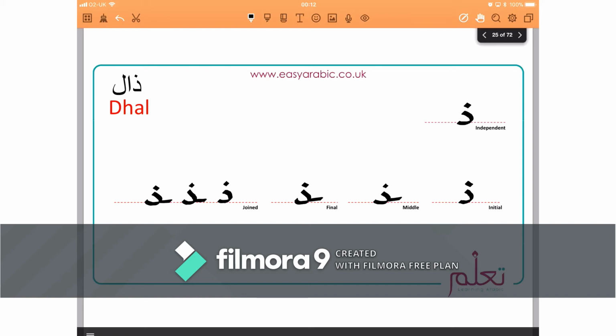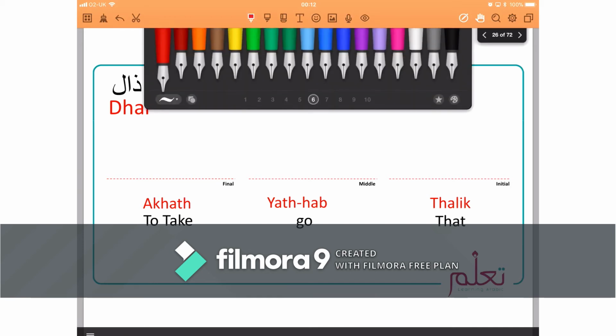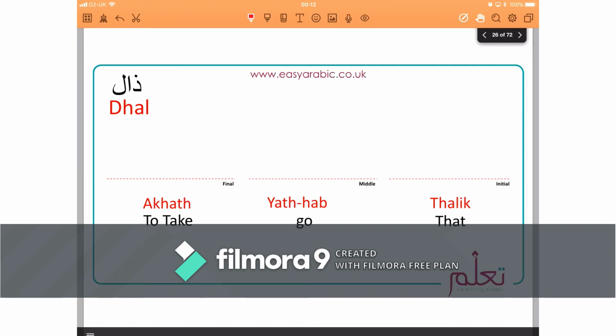So let's look at some examples. Three words. First one is dhalik, then yadhab. Yeah, dhalik is that, then yadhab, and then akhadha, which means to take. So starting with dhalik, so we have a dhal, then we have a lam. Now there's sometimes write the alif in there, but I'll do it without. So dhalik, dhalik, which means that.